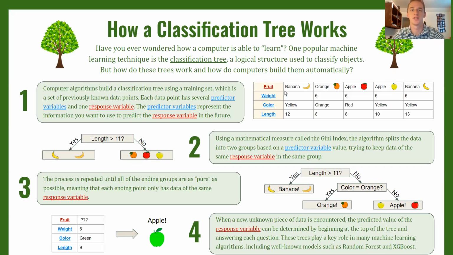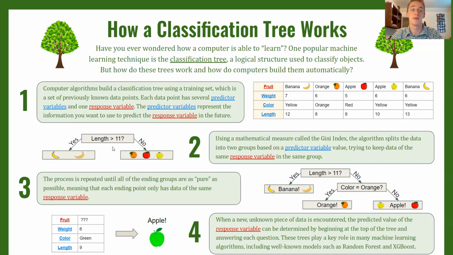Now, the way that these trees start is that they take all the data and split them into two groups. Right here in step 2, you can see that it has to use one of the predictor variables. So in this case, it uses length and puts all of the data points that have a length greater than 11 on the left and everything that's less than 11 on the right. Now, the way that it splits this is using a mathematical measure called the Gini index. And what it does is it tries to keep variables of the same type in the same category.